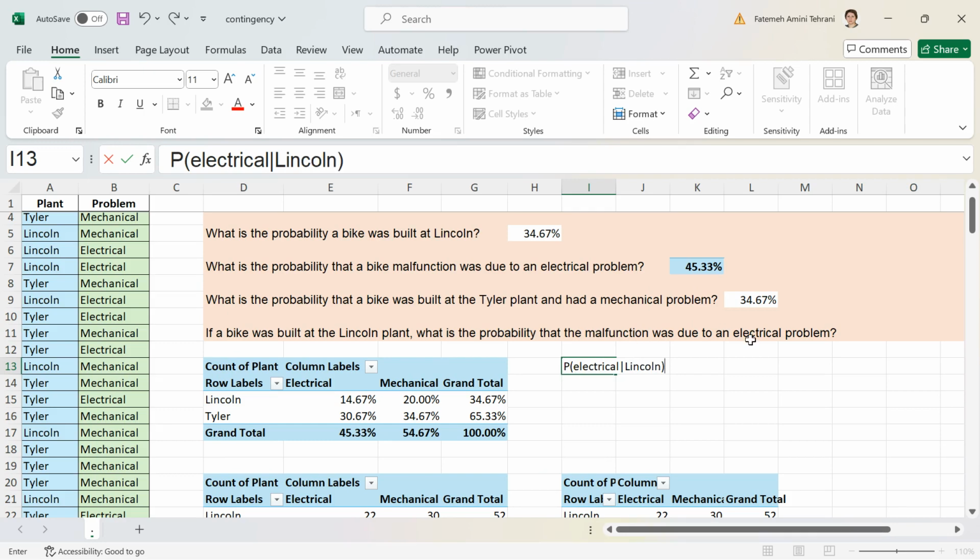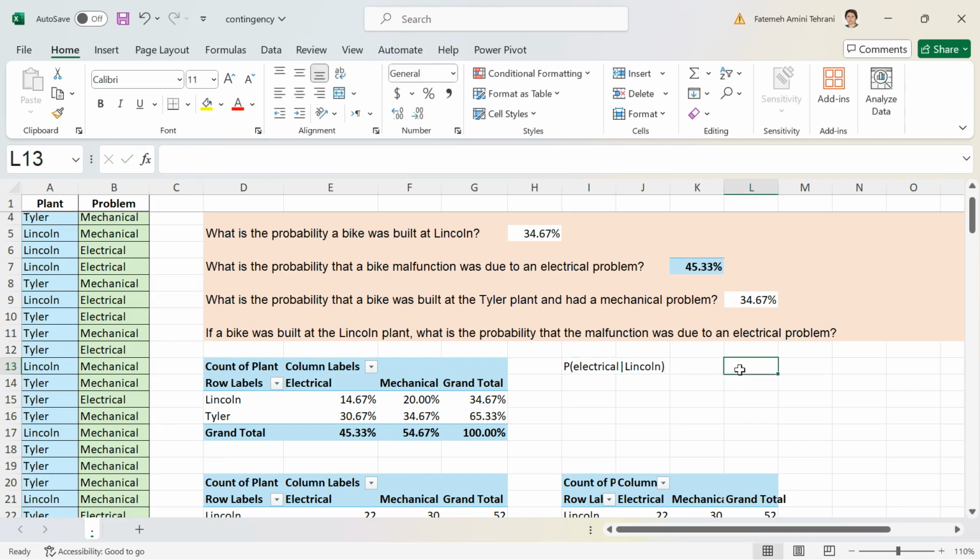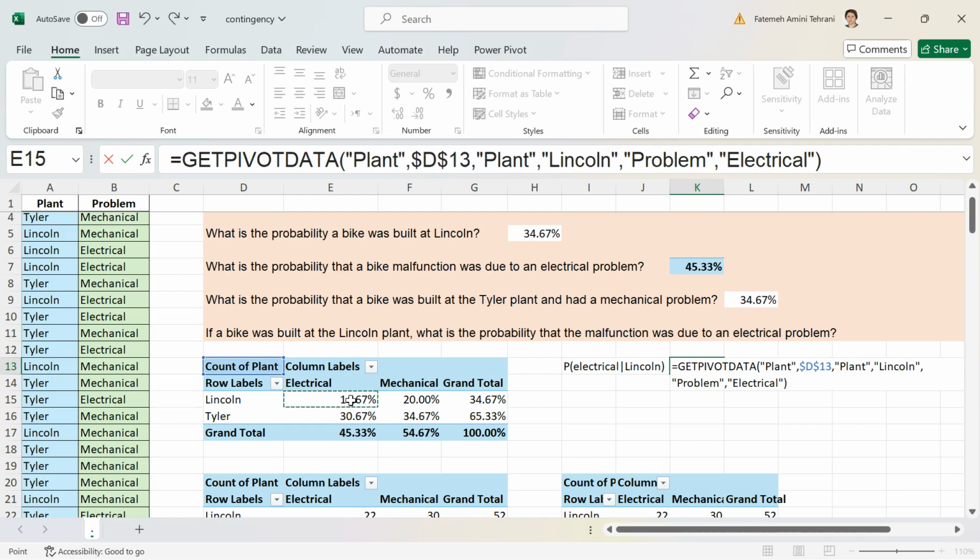To find this probability, you can use the formula for conditional probability. I need to divide the joint probability for electrical and Lincoln by P of Lincoln. It's one method. So here I'm going to divide the joint probability for electrical and Lincoln. How much is that? The joint probability of electrical and Lincoln is this number. I'm going to divide that by P of Lincoln. How much is P of Lincoln?